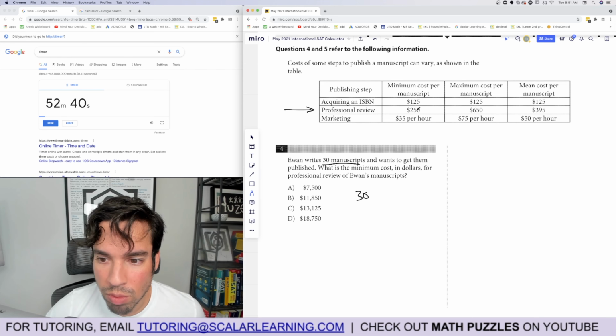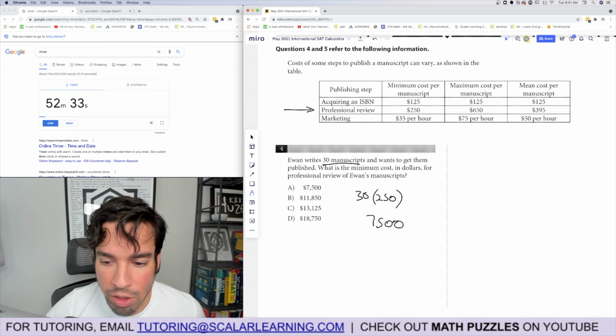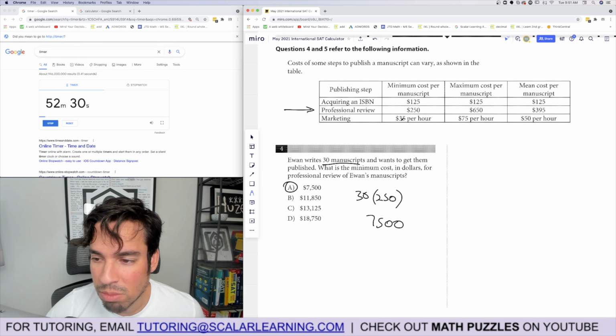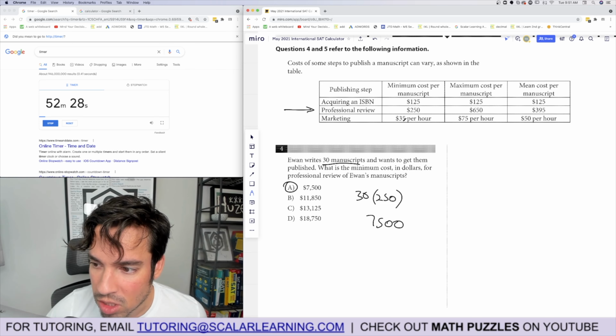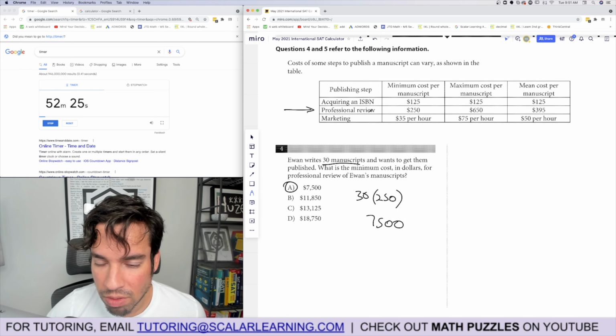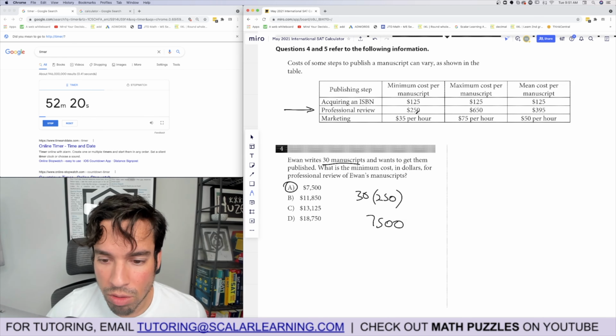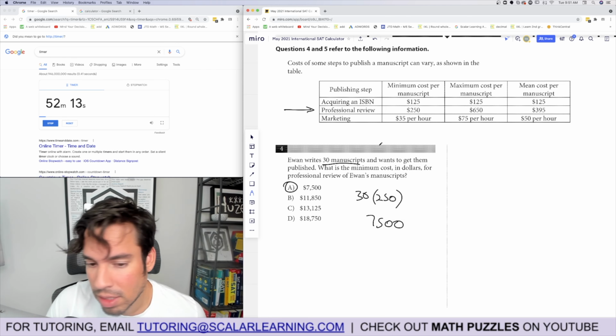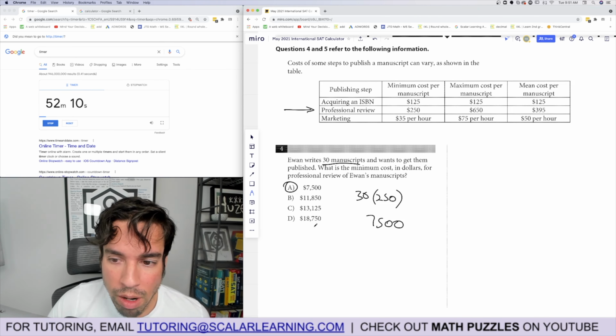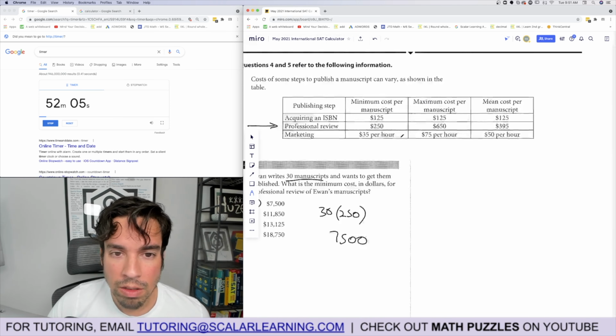And then we're just talking about the review. So if he wants the minimum cost, we'd be using the cheapest one, which is $250. And that's, of course, $7,500. You can use a calculator because this is the calculator section, but that's pretty straightforward, I believe. Let me just think about it one more time. What is the minimum cost for professional review? $250. And he's got 30 manuscripts. Boom. They just want the review, so I'm not calculating anything else. So yeah, I think we're good. These probably are including this extra cost is my guess. Maybe not though, but all right.